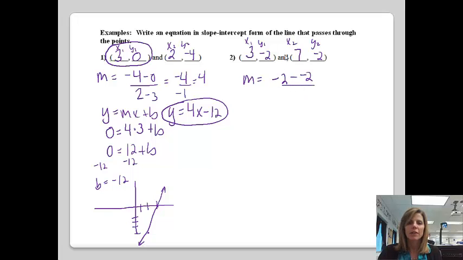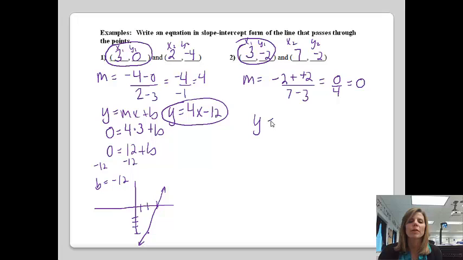And then divided by x2 minus x1 will be 7 minus 3. When I do that, that's going to give me 0 over 4, which reduces to 0. So my slope is 0. And then again, I'm just going to pick one of these points. I think I'll just go ahead and pick this first one. It doesn't really matter. You're going to get the same answer when you're done, whichever point you pick.